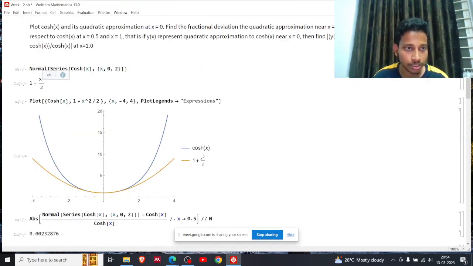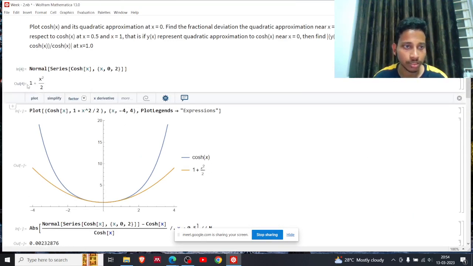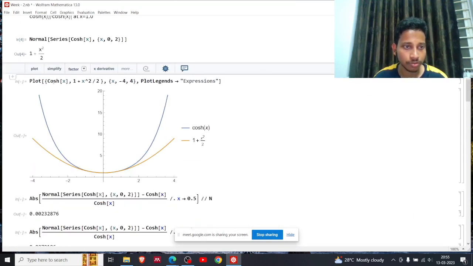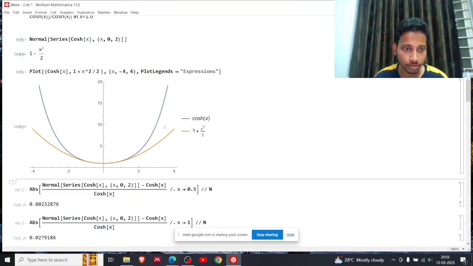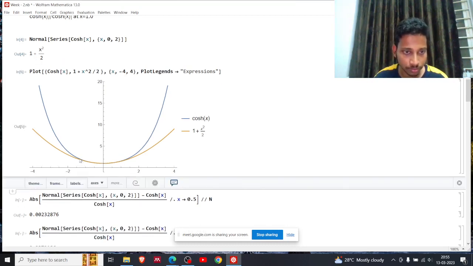Also, this is a series expansion for the cos hyperbolic, which gives us 1 plus x square by 2. Now if we plot cos hyperbolic x and 1 plus x square by 2 together, we will get this kind of plot, where you can see that we have almost exactly the same value for these two plots.